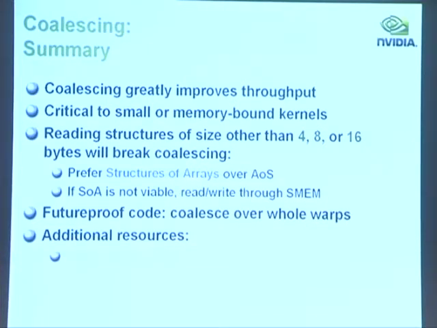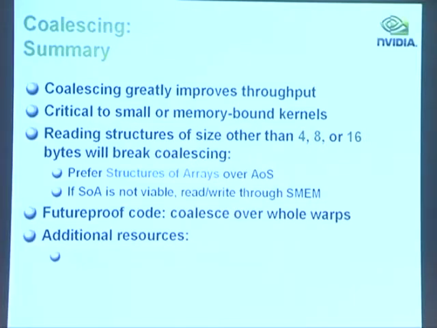This is critical for smaller memory-bound kernels. In most code that you write, you'll see that it's trivial to get these coalesced, and the natural way that I wrote it was. But if you do complex data structures, things like that, then you might want to think about using structures of arrays, for example, or maybe casting to an array of bytes and explicitly doing the load, as Eric said.